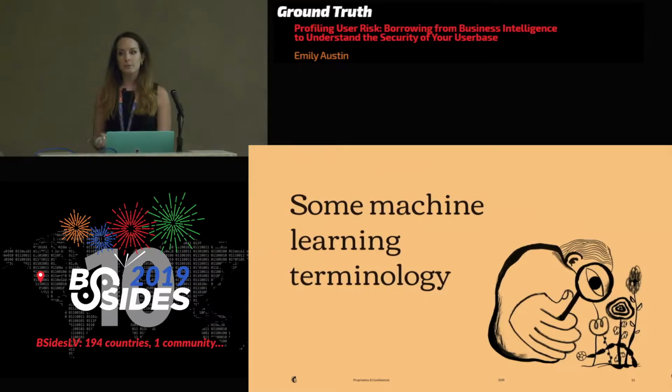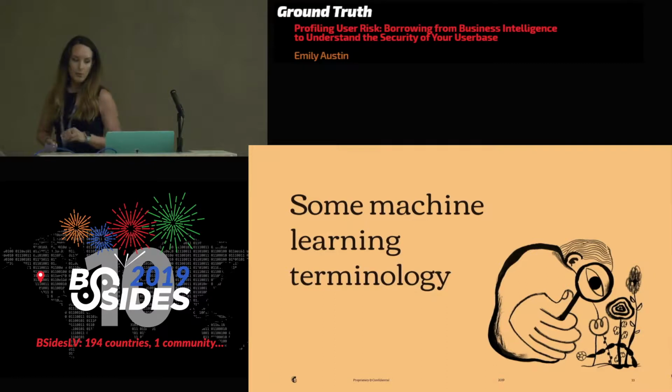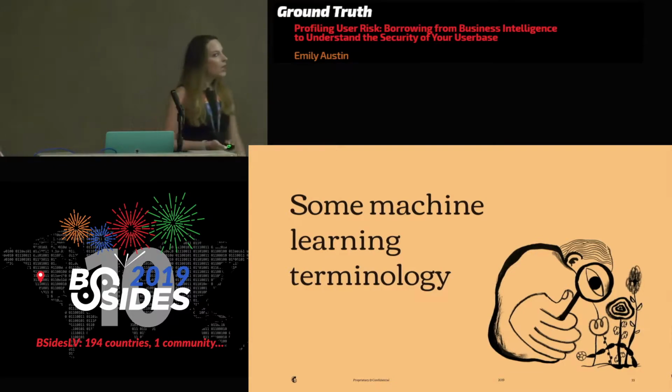So now I want to get into some machine learning terminology. And like I said, I think this will probably be pretty basic for a lot of you if you've done any sorts of machine learning, but if not, hopefully it will be helpful and demystify some of it if you've heard terms thrown around. So I'll try to make this as not boring as possible.